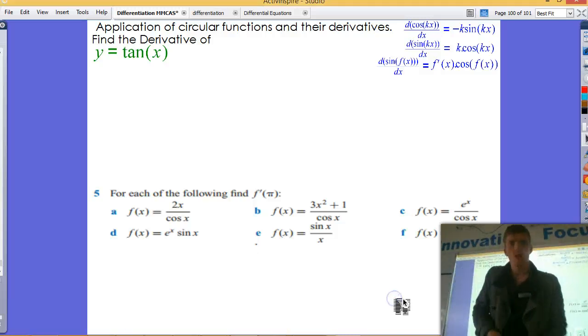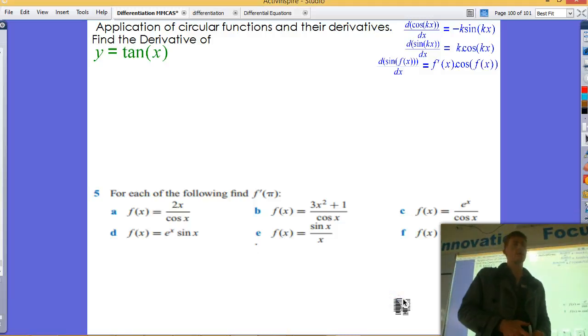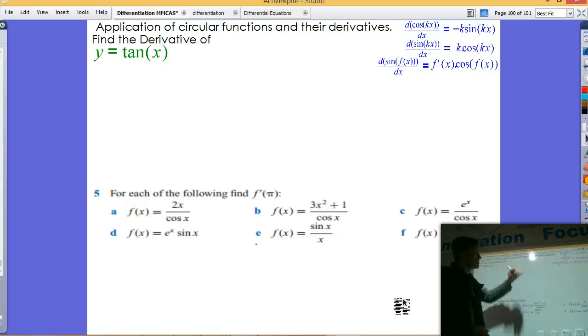Hello class, we're going to look at some applications of derivatives and the circular functions, and we're going to have this as a video and not cover it so much in class. One thing we need to think about is how do we work with different differentiation techniques involving circular functions.